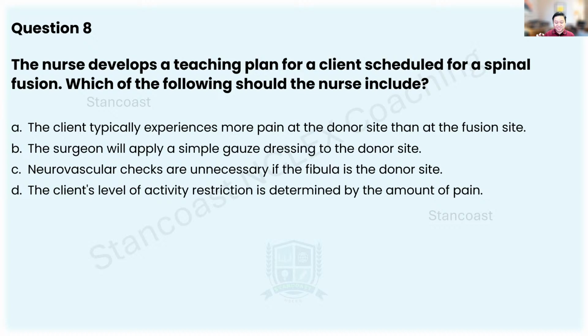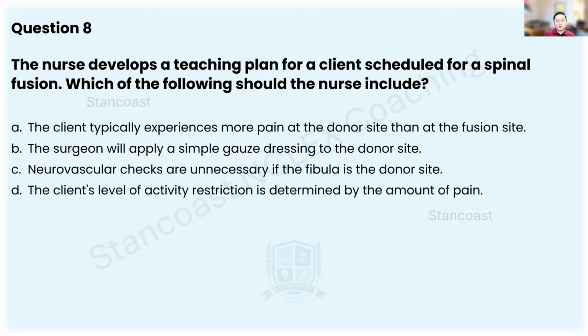Now let's proceed with number 8. The nurse develops a teaching plan for a client scheduled for a spinal fusion. Which of the following should the nurse include? Is it A, the client typically experiences more pain at the donor site than at the fusion site? B, the surgeon will apply a simple gauze dressing to the donor site? Or is it C, neurovascular checks are unnecessary if the fibula is the donor site? And letter D, the client's level of activity restriction is determined by the amount of pain.